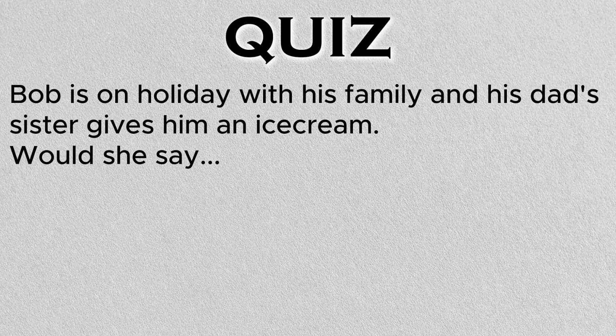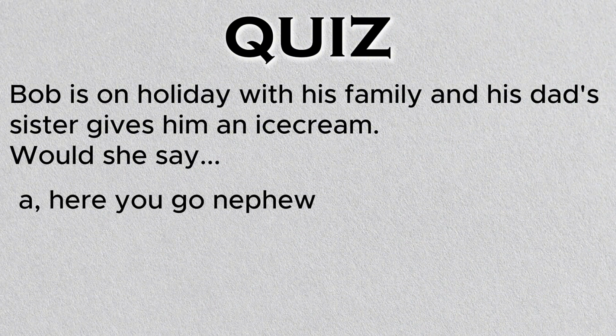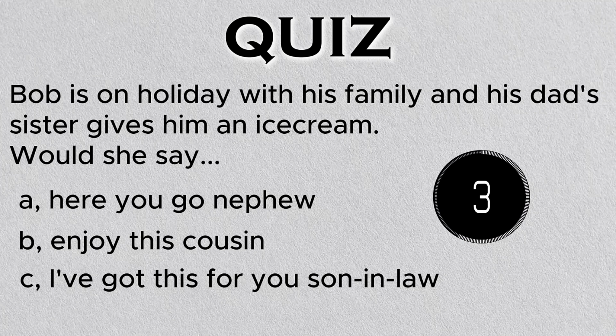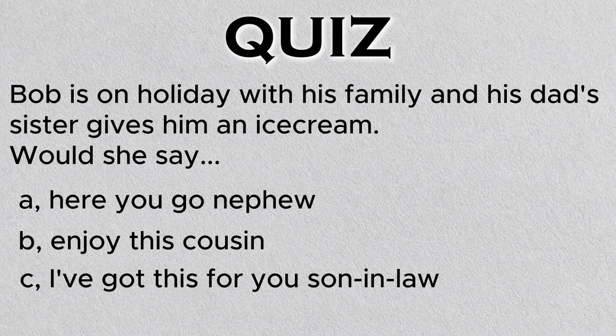Now a quick quiz to make sure we have all these family relationships really clear in our head. Bob is on holiday with his family, and his dad's sister gives him an ice cream. Would she say, A, here you go, nephew, B, enjoy this, cousin, or C, I've got this for you, son-in-law? And the answer is A, here you go, nephew.